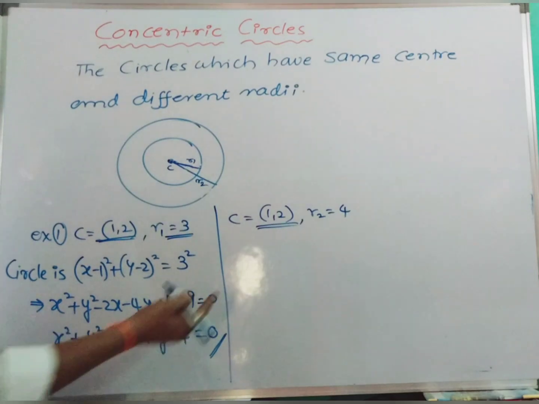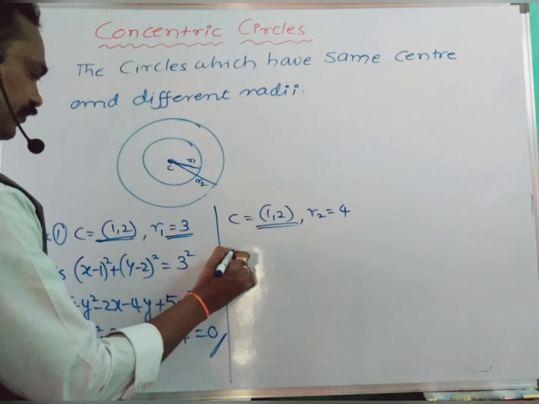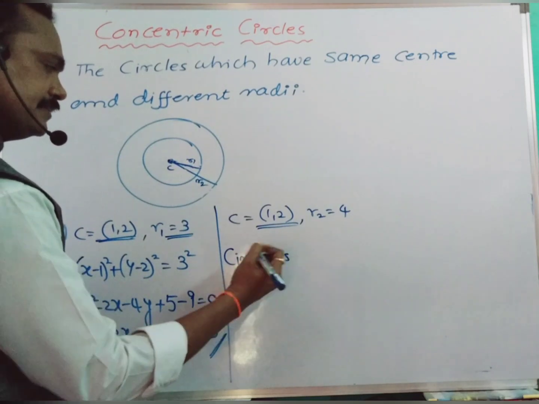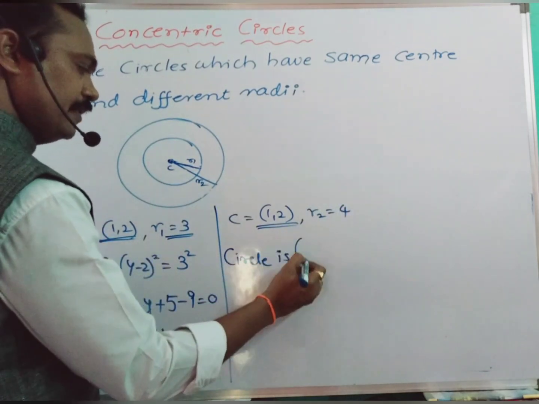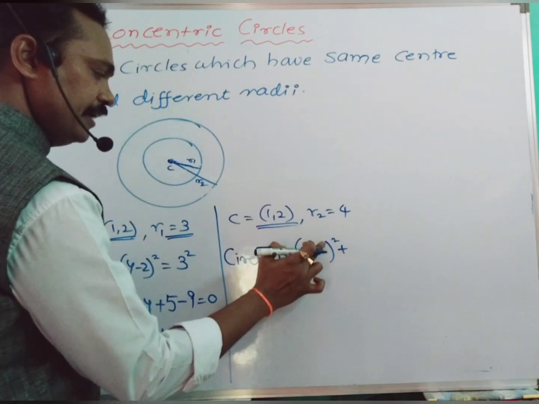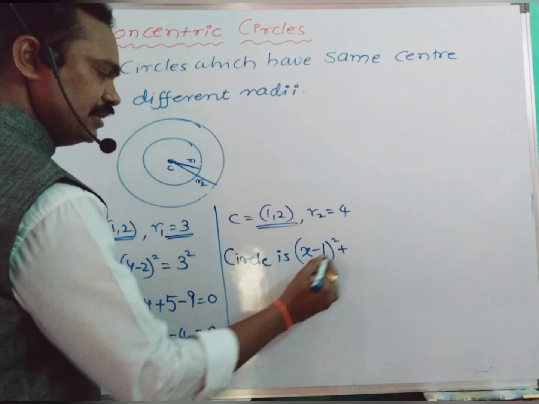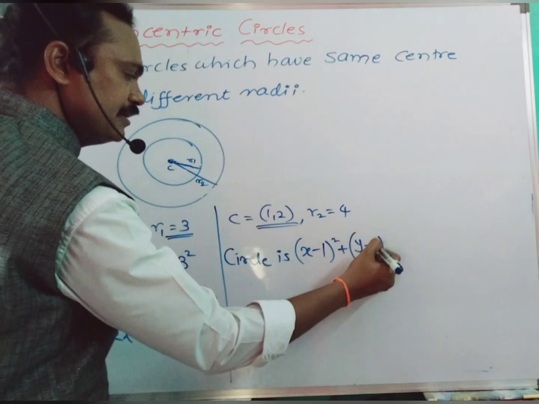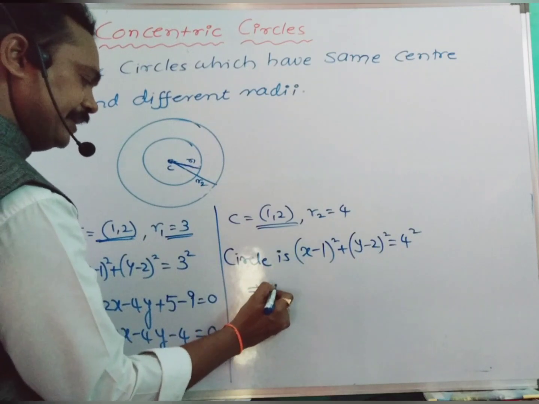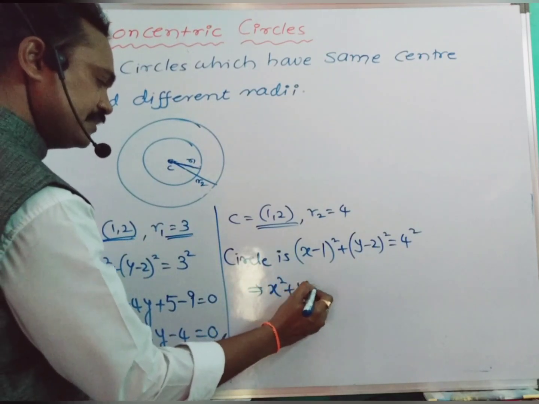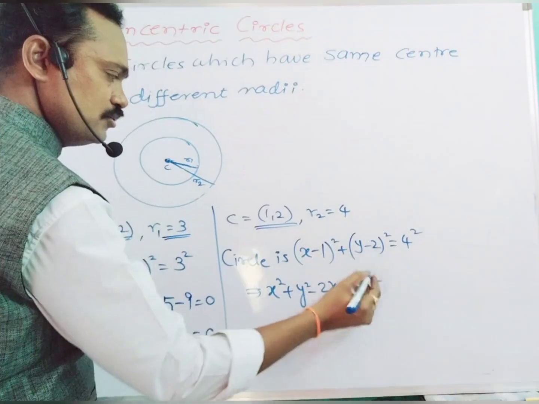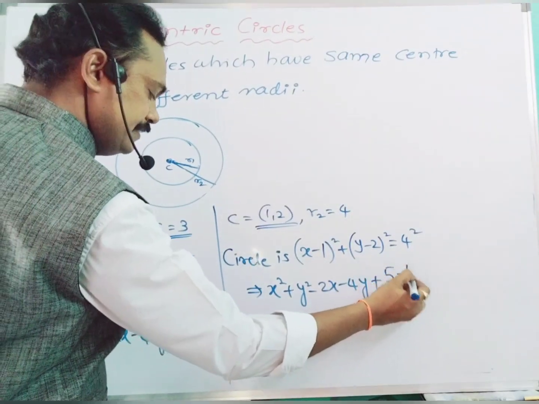And come here. Here also I am going to find the circle equation with center (1, 2) and radius 4 units. By using the central equation of a circle, (x minus h) whole square, h means 1, so (x minus 1) whole square, (y minus 2) whole square equals 4 square. Now I am simplifying this format. x square plus y square minus 2x minus 4y plus 1 square plus 2 square, 5, minus how much is it?